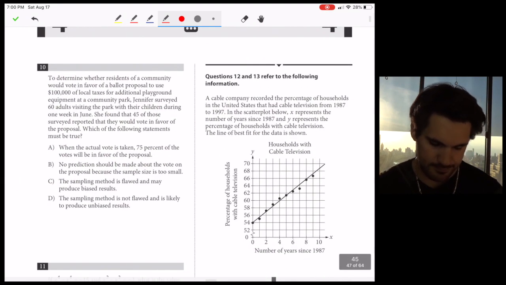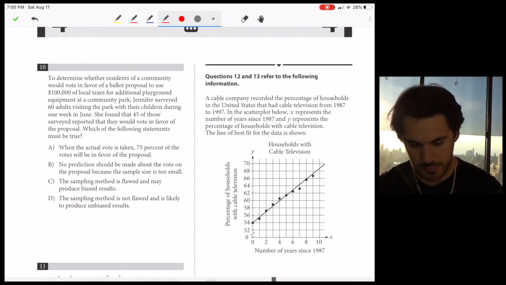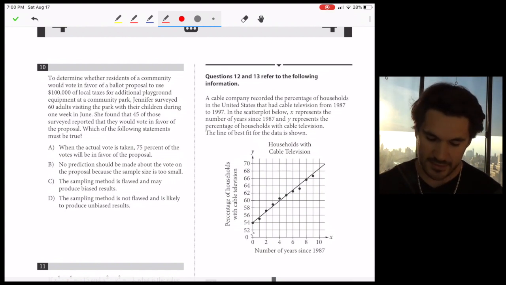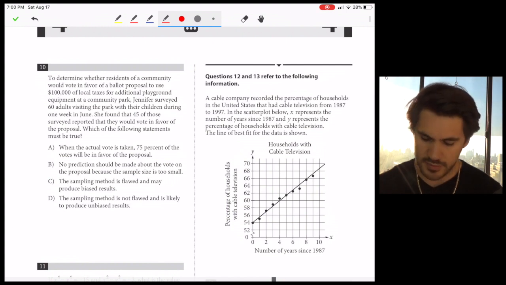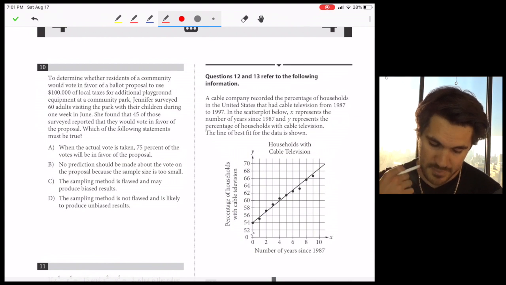Number 10. To determine whether residents of a community would vote in favor of a ballot proposal to use $100,000 of local taxes for additional playground equipment at a community park, Jennifer surveyed 60 adults visiting the park with their children during 1 week in June. She found that 45 of those surveyed reported they would vote in favor of the proposal. Which of the following statements must be true?